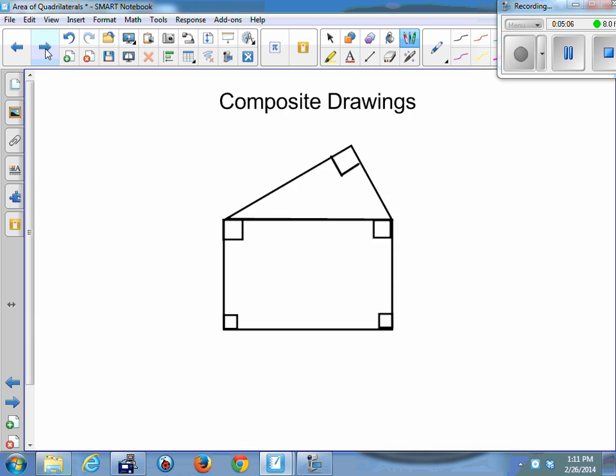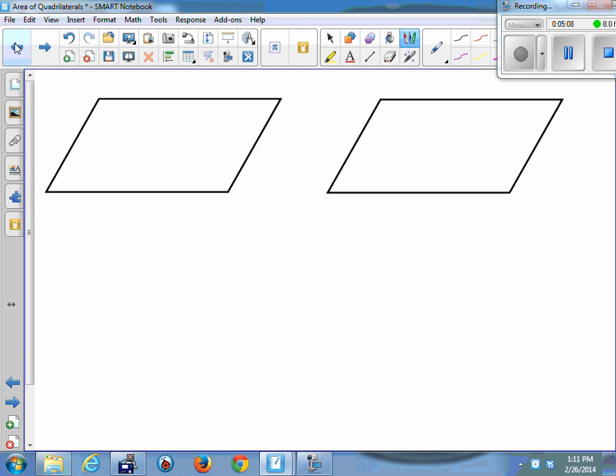Oh, actually, let me go. Here, we're looking for the base. In this case, the base is going to be here. And the height can be in a couple of different places. So I want to show you this. The height a lot of times is going to be here.